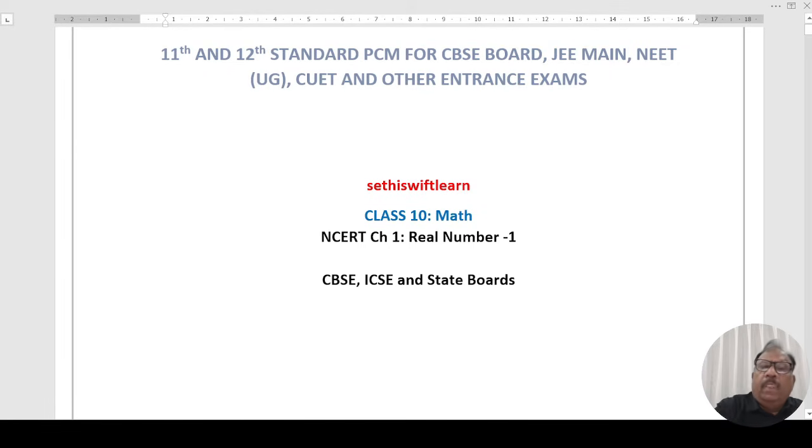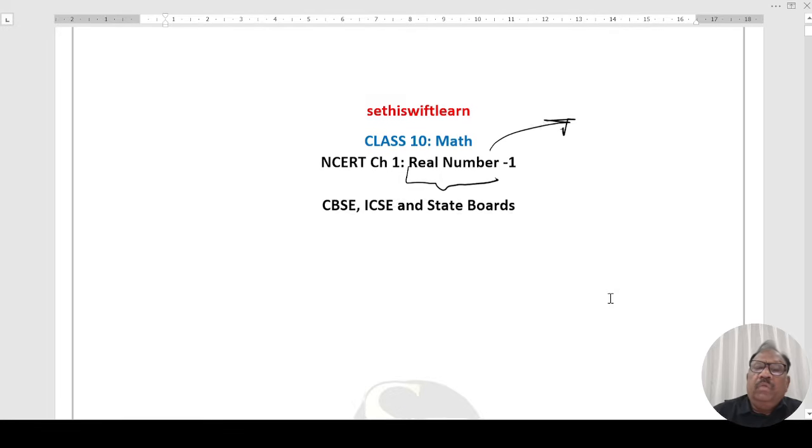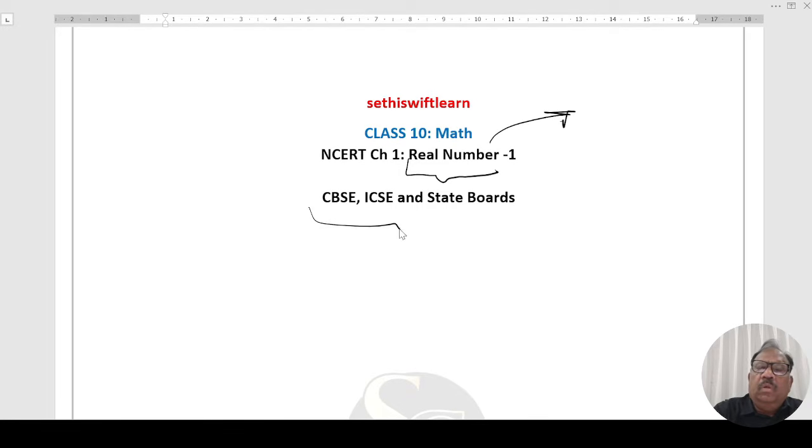Hello students, in today's session of real numbers, the very basics of real numbers will be cleared through illustrations, which are very useful for all these exams.